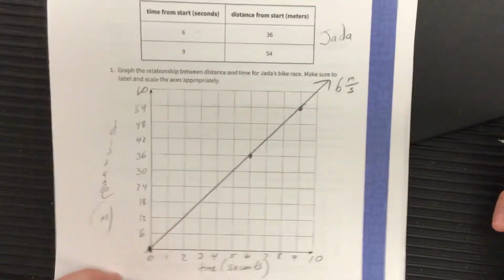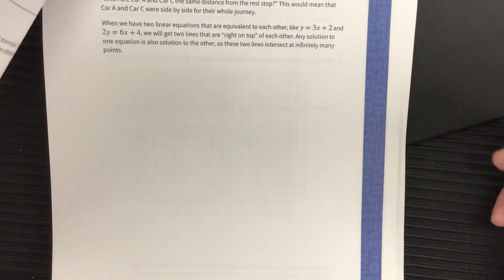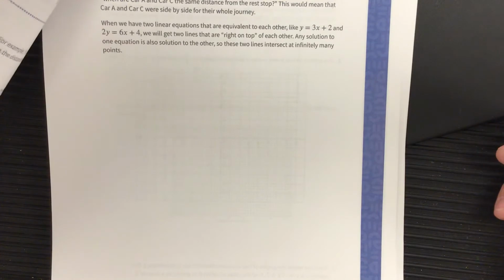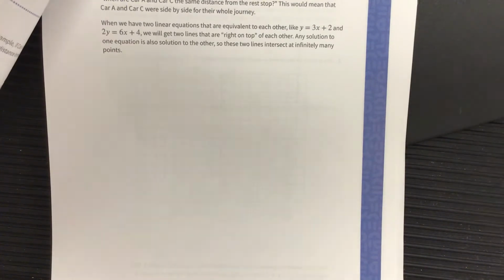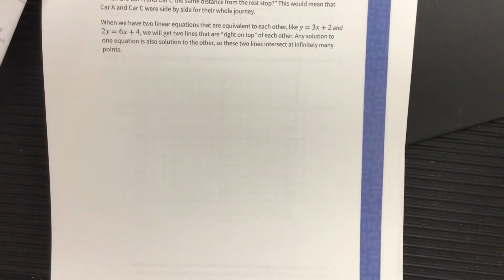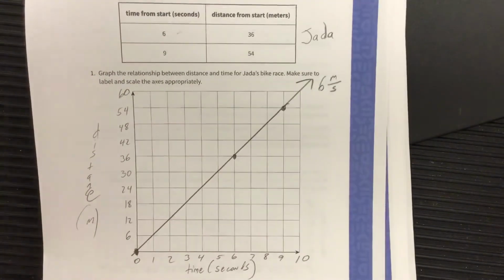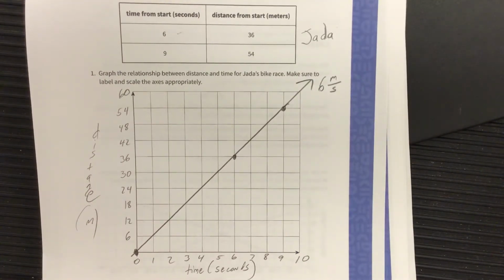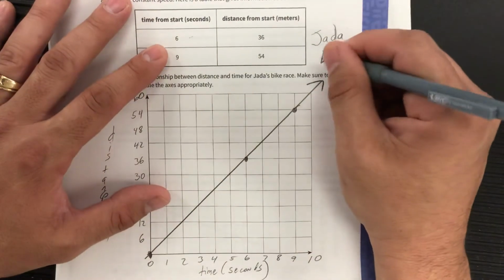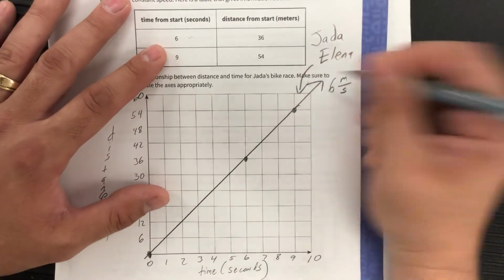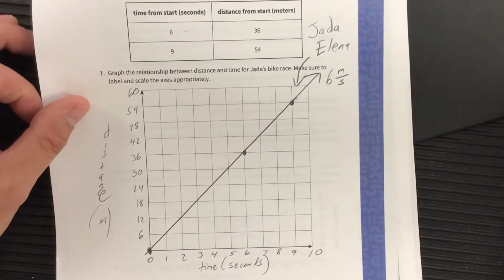All right, I believe the questions continue on the next page. Elena traveled the entire race at a steady pace. So we haven't talked about Elena yet, but she's going 6 meters per second. On the same set of axes, graph the relationship between distance and time for Elena. It's the exact same line. She's going the same speed. So both of them will be on the exact same line.